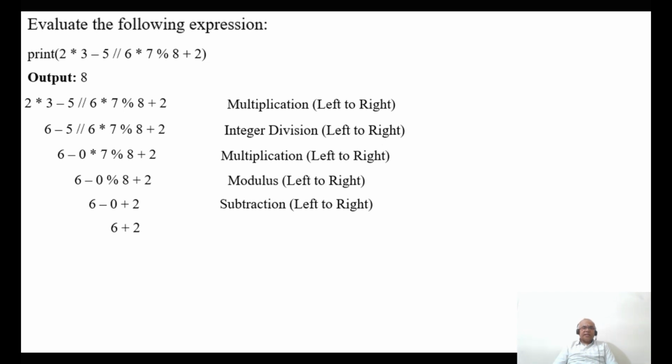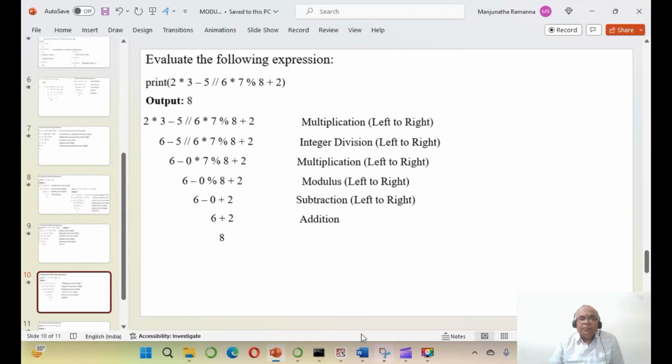6 minus 0 is 6, plus 2 is going to be the value. With 6 plus 2 we are left with only one operator, which is plus, so you are going to get addition. The value is 8, and hence the output you are getting here is the same. Now we will check that by using the program.